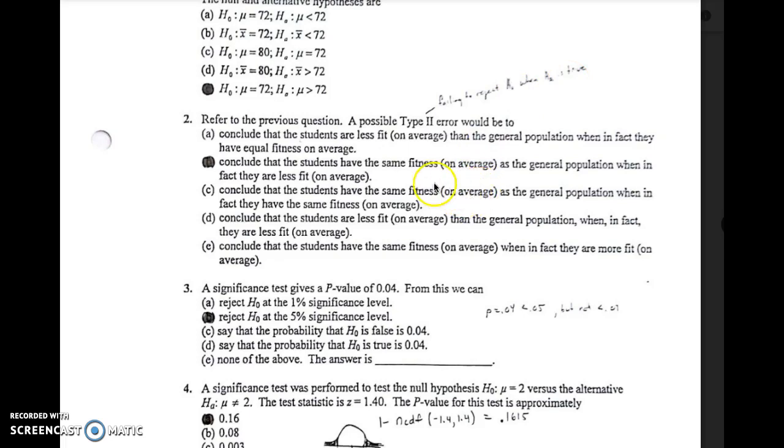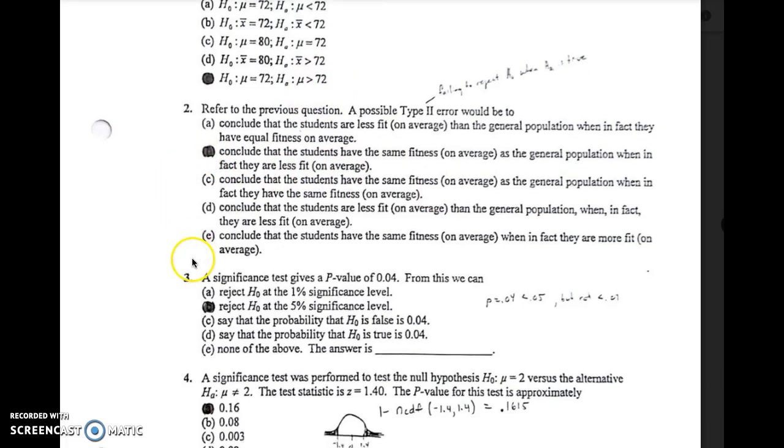So failing to reject the null hypothesis would be to conclude that the students have the same fitness, that their heart rate is 72 beats per minute, when in fact it's not. And it's not in this situation would be that their heart rate is greater than 72, so they are less fit than average. So B is the answer for number 2.